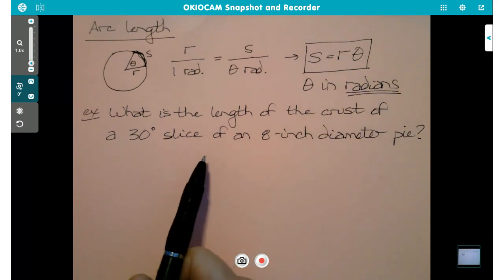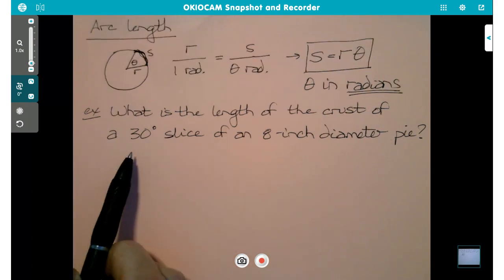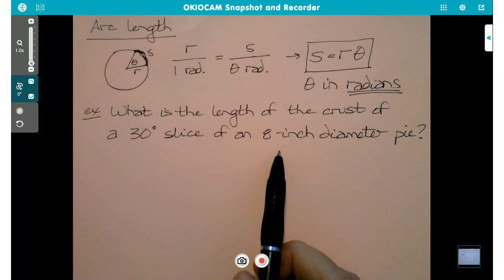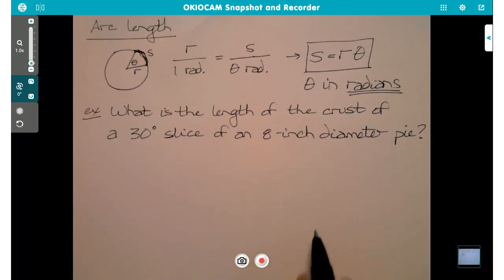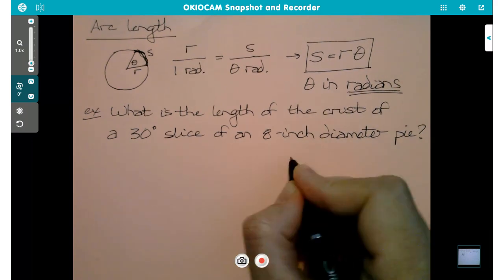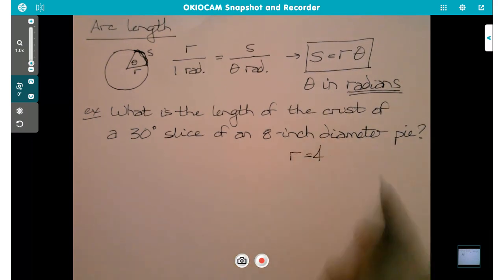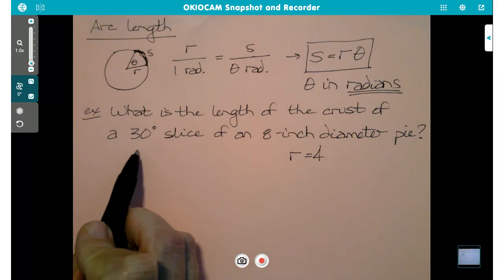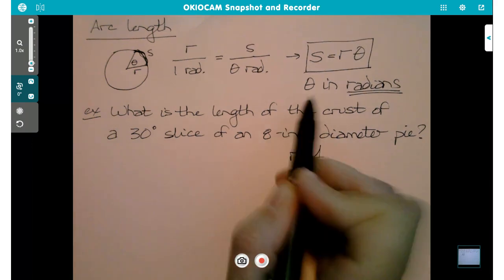For example, picture a pie. I have a 30-degree slice of a pie that has an 8-inch diameter. I'm not trying to be tricky or anything here. If you bake, this is how we talk about pies, by the diameter, not by the radius. So an 8-inch diameter pie, first thing I'm going to do here is notice that means the radius is 4. I have a 30-degree slice. That's nice. Can't use it.